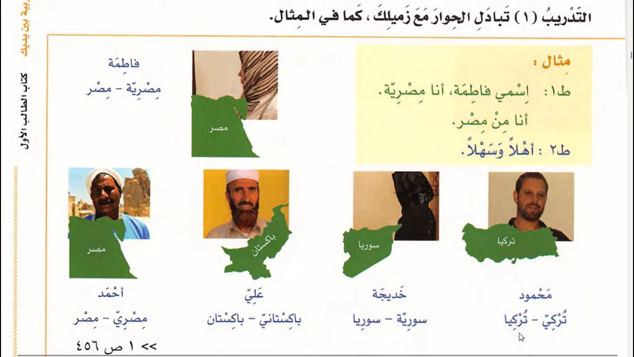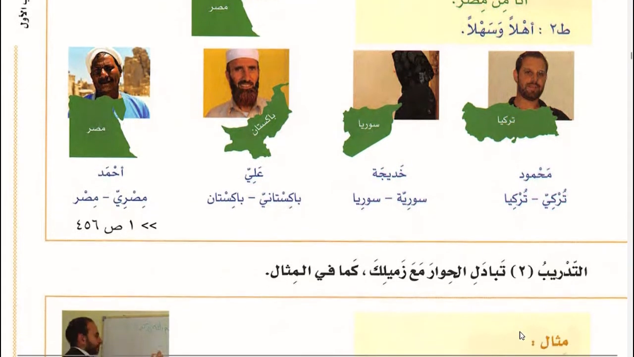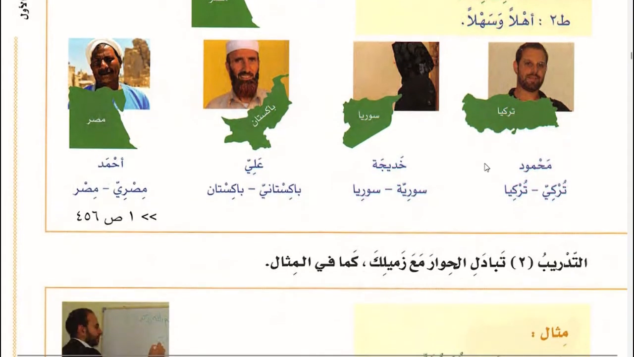I am from Turkey. So you will hide the example like this. Then you will read. And I recommend you to record your audio as well. So you will say Ismi Mahmoud, Ana Turki, Ana Min Turkiya. Then the second person will say to you Ahlan wa sahlan. Here you will say Ismi Khatija, Ana Suriya, Ana Min Suriya, Ahlan wa sahlan.